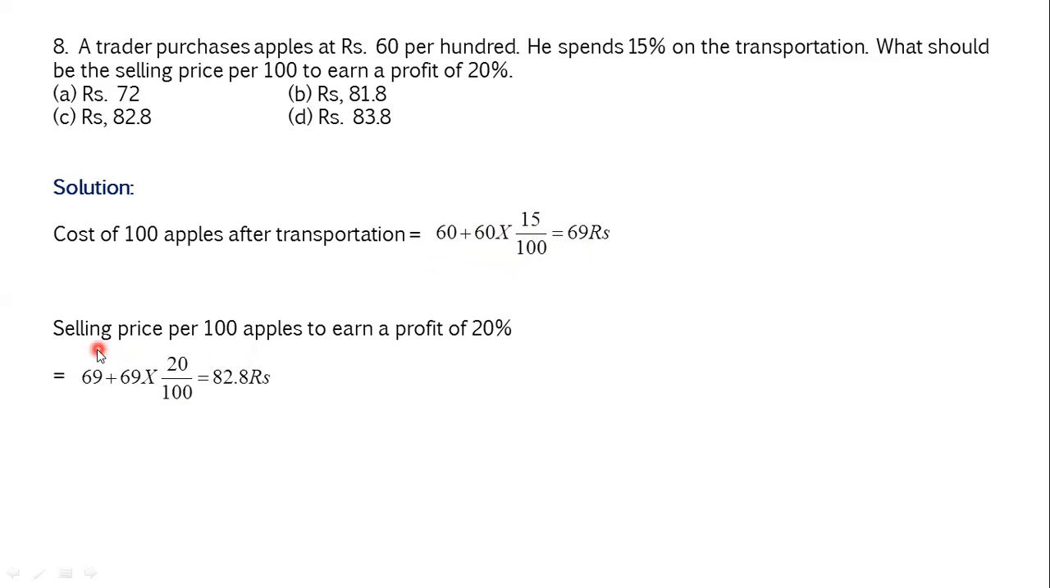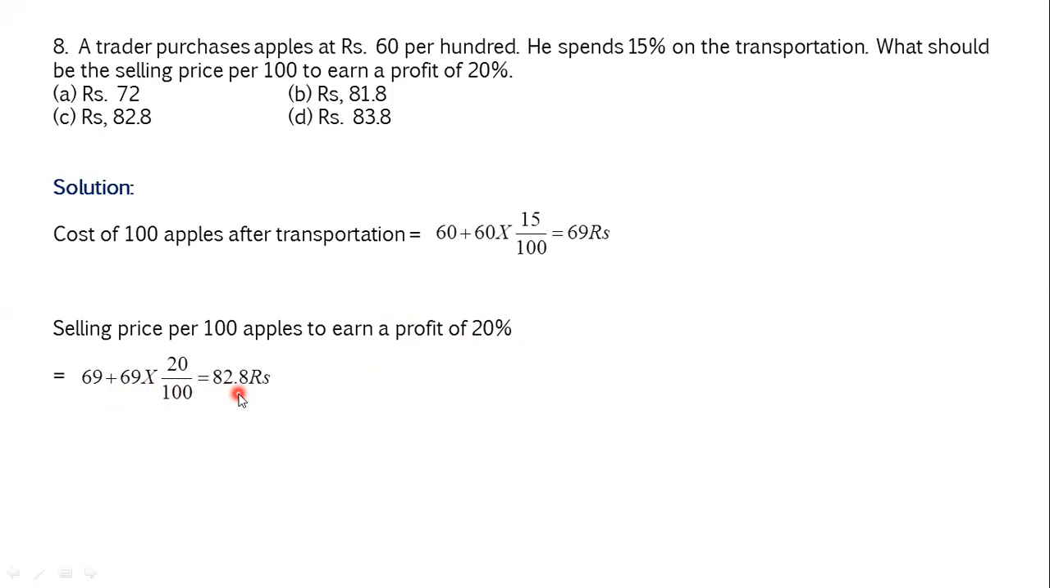Right? Now, the selling price per 100 apples to earn a profit of 20%. Okay, how can you calculate? 69 is the cost price plus 69 into 20. See, 20% of profit. So 20% of 69 should be added. So it will be 82.